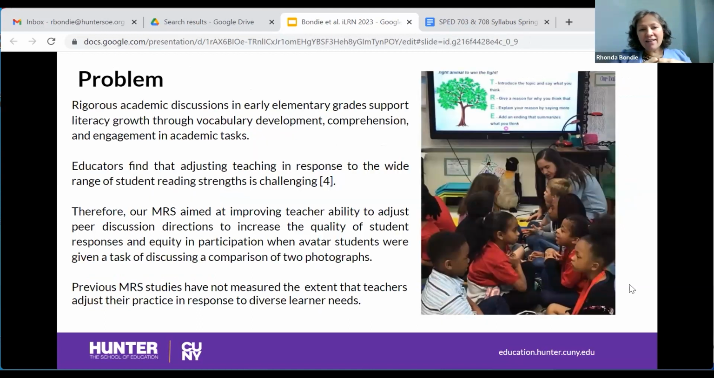So we decided to tackle the problem of rigorous academic discussions in the early elementary grades because they're such a key component to literacy, and teachers find discussions particularly challenging because students come to reading tasks with a wide range of skills, and discussion is that critical component preparing students for subsequent reading and writing tasks.